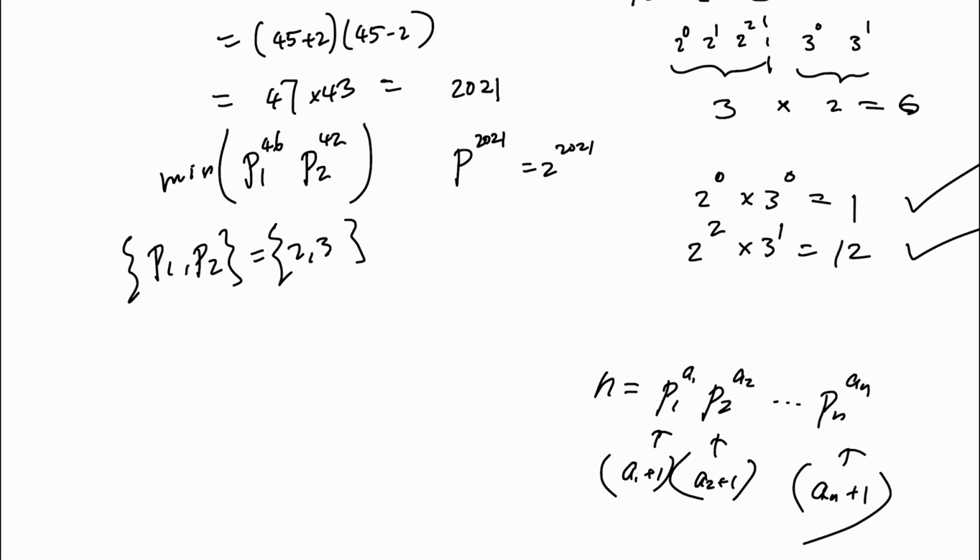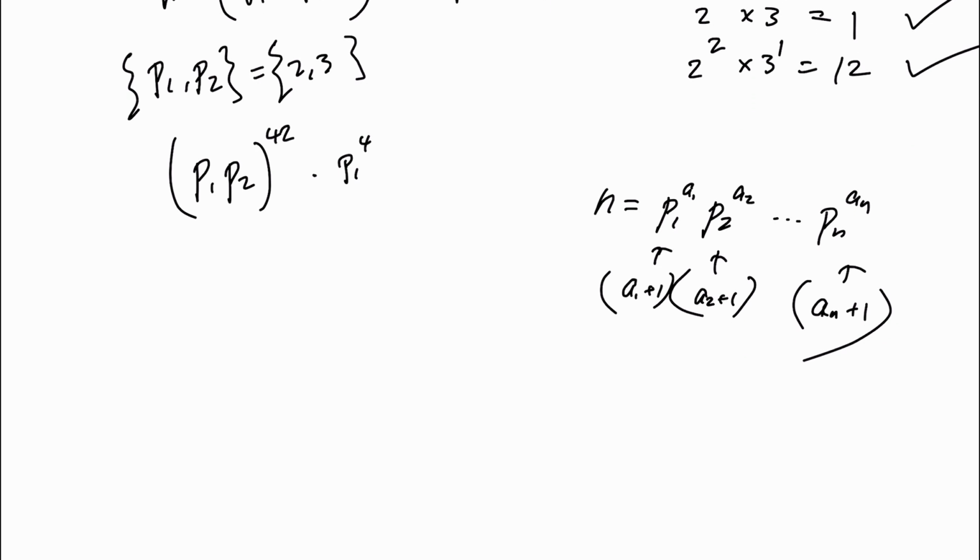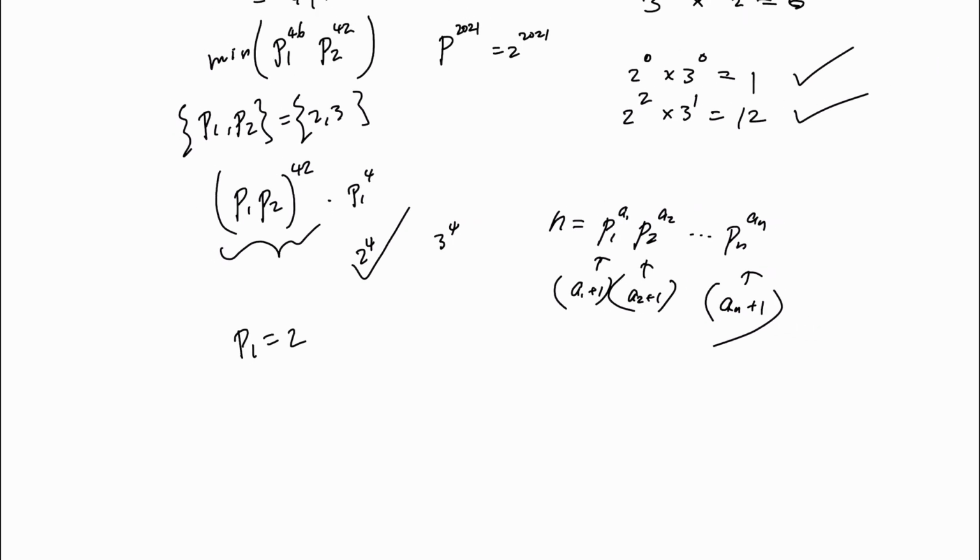But we see that if we factor, that will be p1, p2 to the 42, multiplied by p1 to the 4th power. Well, this thing is going to be the same whether p1 is 2 or p2 is 2. But this, 2 to the 4 or 3 to the 4, obviously this one is smaller, which means that we want p1 equals 2. Therefore, our number would be 2 to the 46 times 3 to the 42.